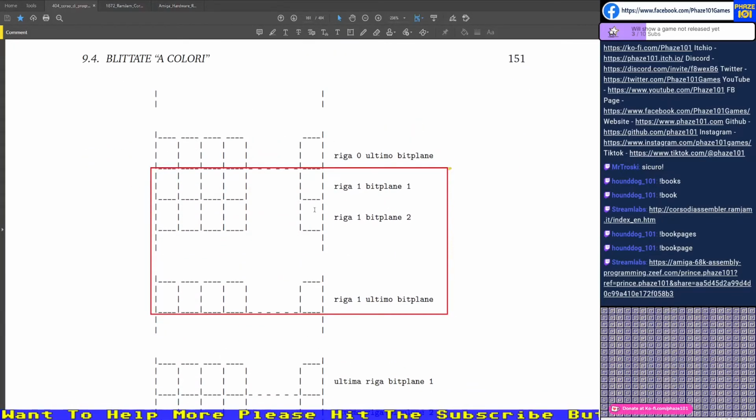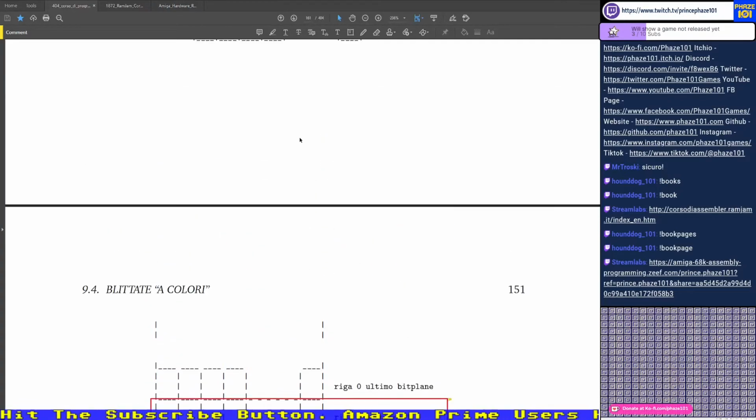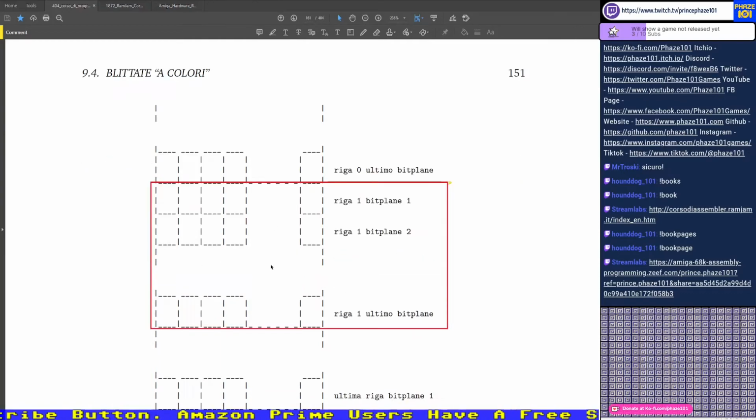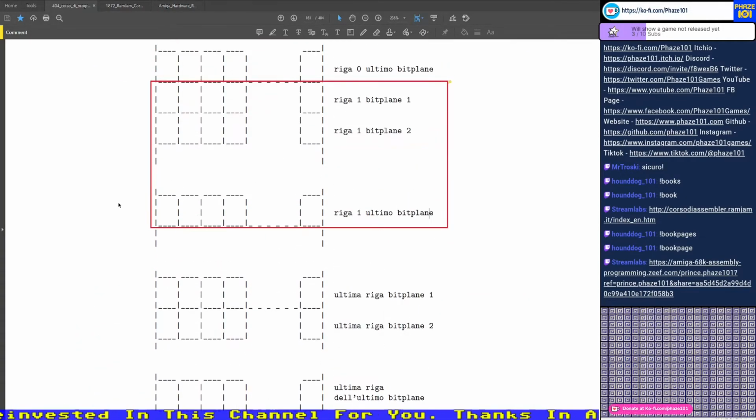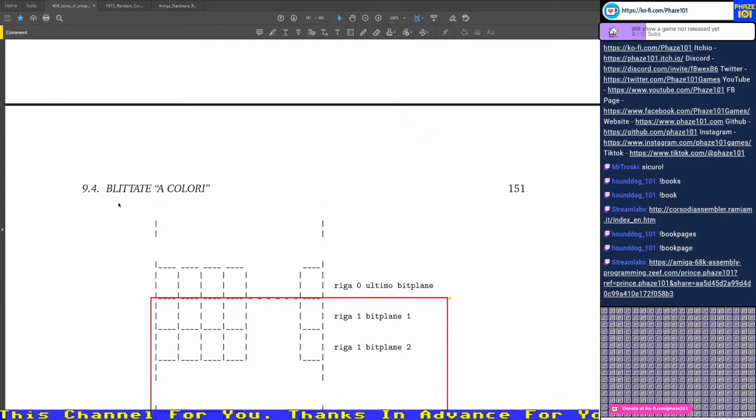Here I'm showing this instead of the first one because it's divided in the book, but line 1 for bit plane 1, line 1 for bit plane 2, no matter how many bit planes we have. Let's say we have 8 bit planes, line 1 for the 8th bit plane. Okay, this is how it is, and this continues one after the other. That is what an interleaved bit plane is.